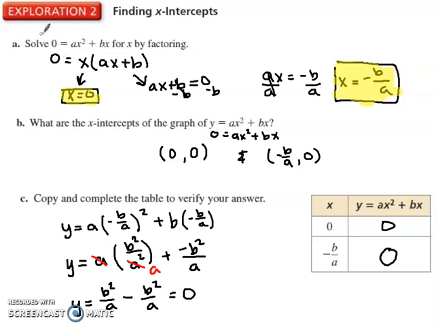So we started by solving by factoring. We then found the x-intercepts, and we verified that answer by plugging these x-intercepts back into our equation to make sure that we do get a y value of 0. I'm going to go ahead and end this video here, and I will complete the rest of this lesson in a second video. Thanks so much for watching.